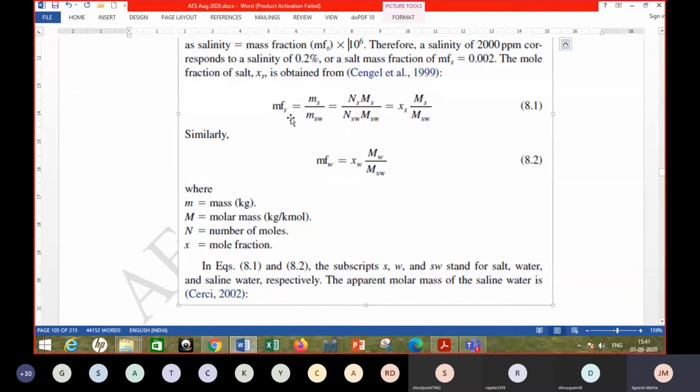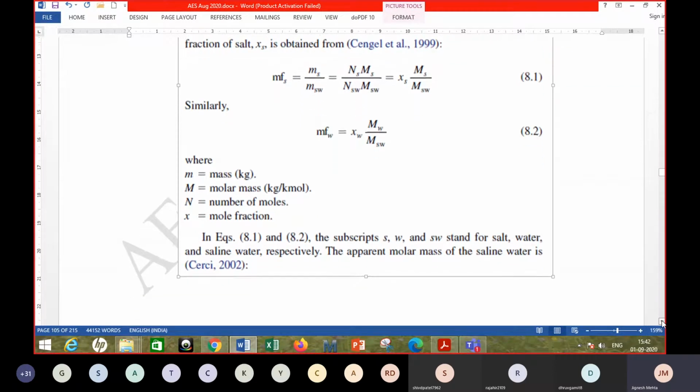Okay, so how do you define mass fraction? It's nothing but the mass fraction of salt. Let's say it is mass of salt divided by mass of seawater, right? And then mass is nothing but number of moles multiplied by the molecular mass, right? And the ratio of the number of moles of, let's say, salt and seawater is nothing but the mole fraction of the salt, and this is the ratio of the molecular mass of salt and molecular mass of seawater. And a similar formula can be written for the mass fraction for water also.